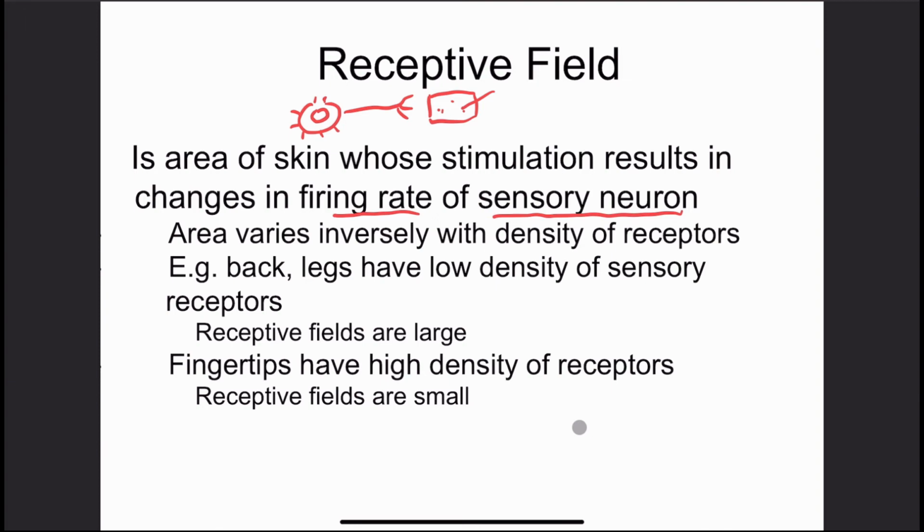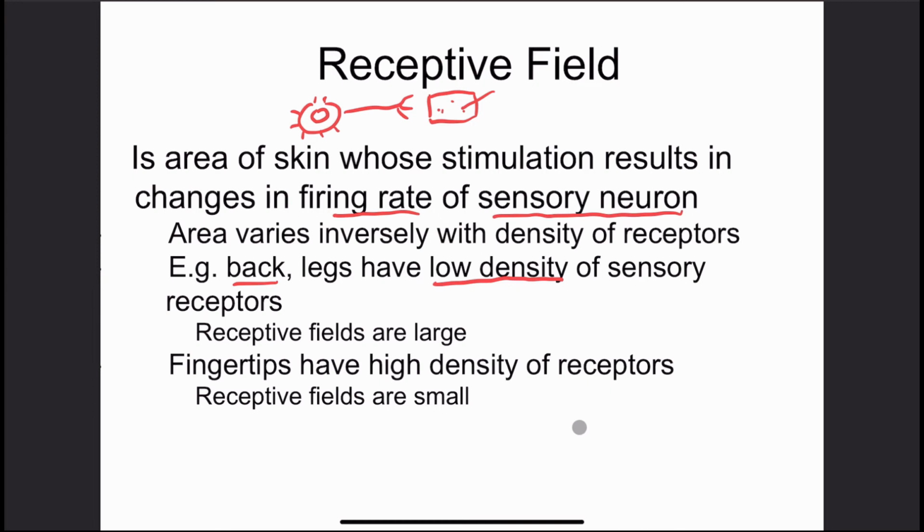So an example of this would be the back. The back of your body, like the back of your trunk, has a low density of sensory receptors. That means there's not as many compared to other places, which we'll discuss. And so what that means is the surface area of your back is pretty large, right? And so the receptive fields of each sensory neuron should be pretty large too. Let's compare that to your fingers. Your fingers have very high density of receptors and the receptive fields are very small.